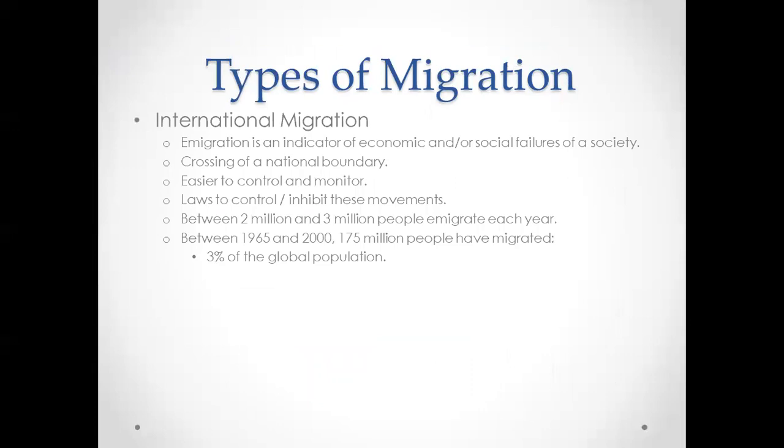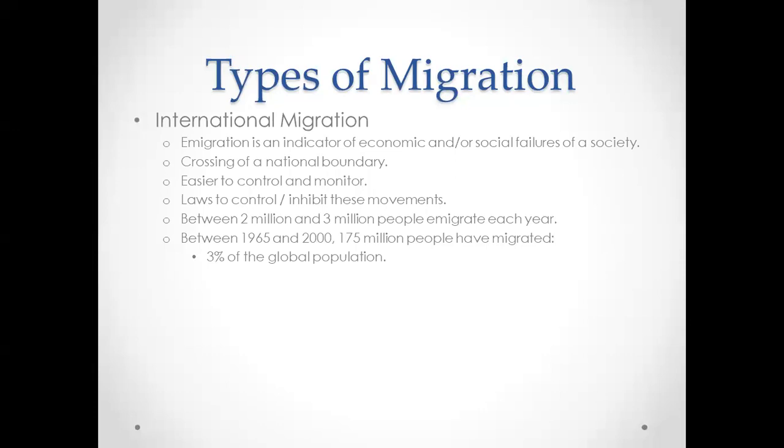So, sa types ng migration, mayroon din tayo tinatawag na international migration. Okay. So, dito na pumapasok yung emigration. Okay? So, it's an indicator of economic or social failures of a society. Kaya nga lumalabas tayo. Okay? Kasi kulang talaga dito yung opportunities. Okay, kahit sa ibang bansa, guys. So, they prefer to look for jobs in other countries because they know that there are a lot of opportunities in there than what they have in their host country.